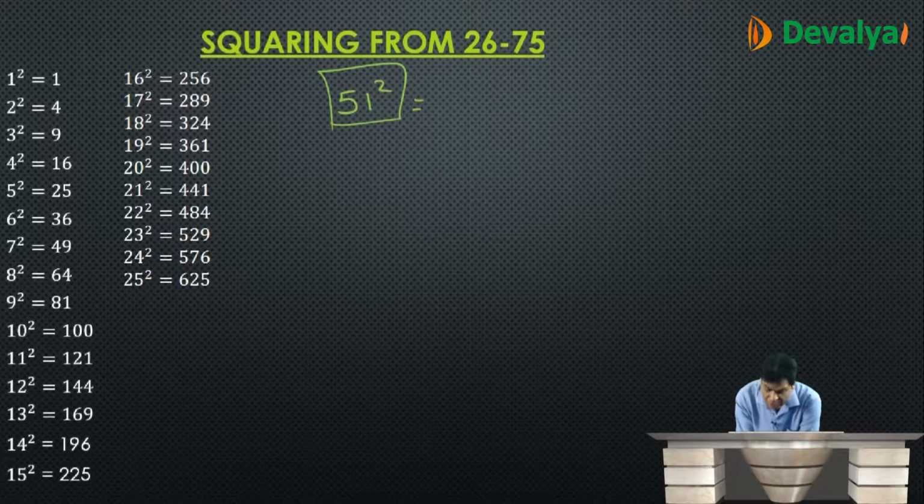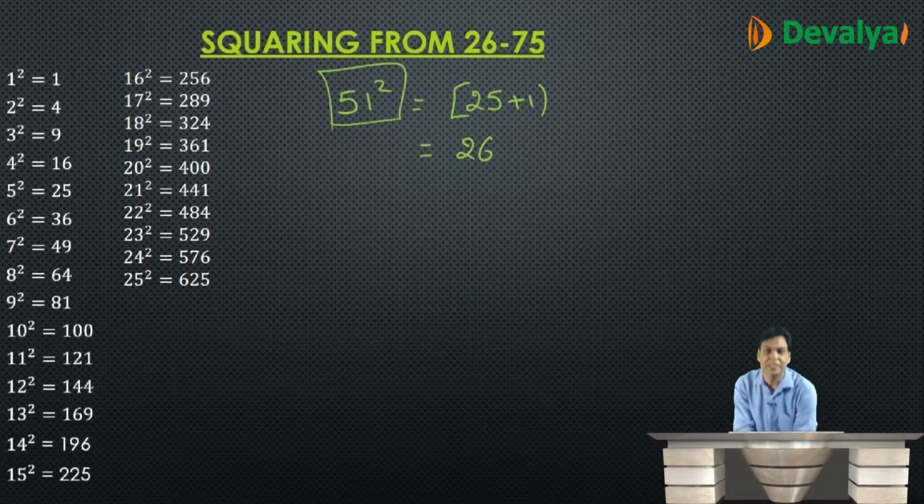The difference between 51 and the base is positive 1. 51 minus 50 would be positive 1. Since it is positive, we are supposed to add it into 25. We got the first 2 digits, that is 26. This 26 is the first 2 digits of the square.